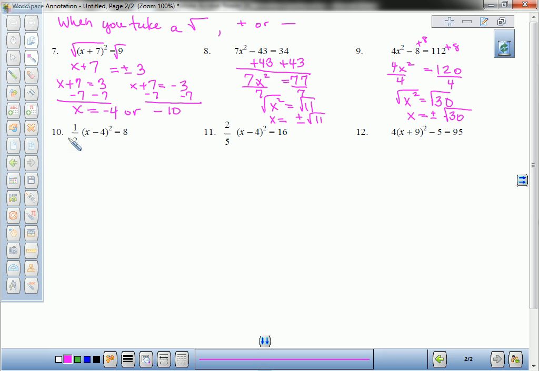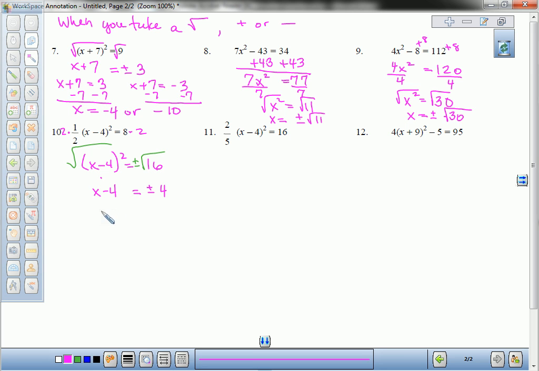All right, this one. This one turns out really pretty. We got a fraction though. So what did we say we do with a fraction? Multiply by reciprocal. So that's going to be the first thing we do, times 2. And we get x minus 4 equals 16. So now take the square root of both sides. And whenever you take a square root, you do get plus or minus. So what's the square root of 16? Does it simplify? Yeah, it simplifies to 4. So we get x minus 4 equals positive or negative 4.